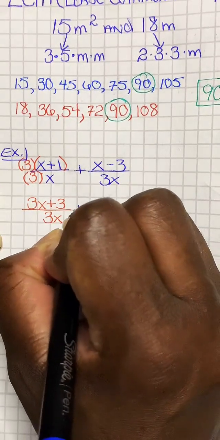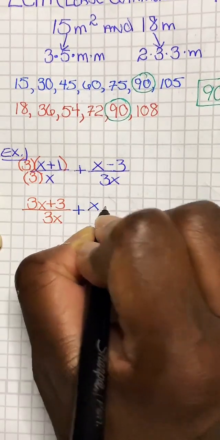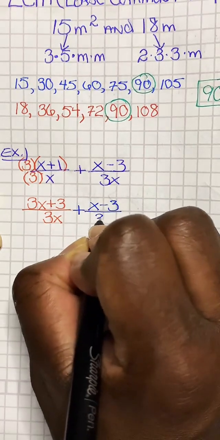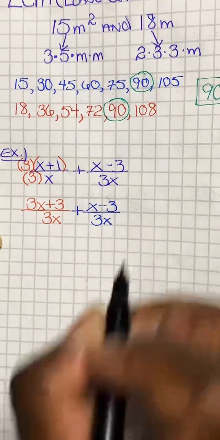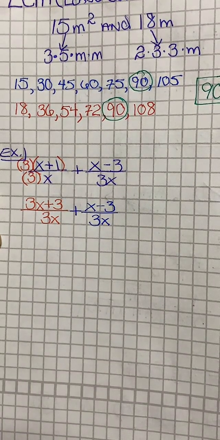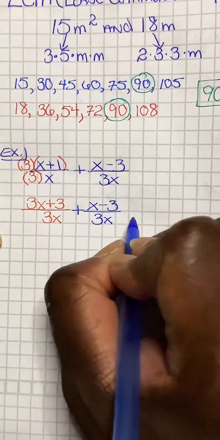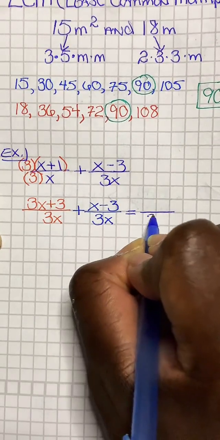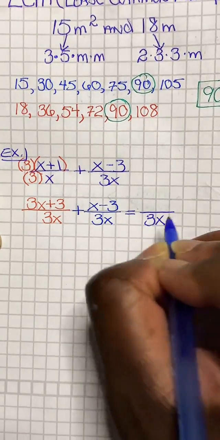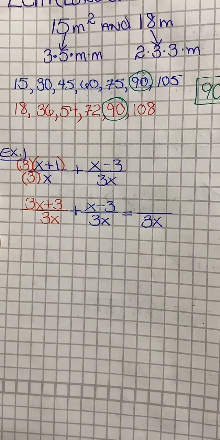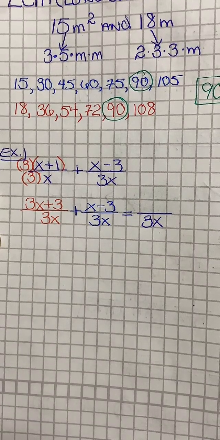Then we bring down our plus x minus 3. And we get 3x. So now we have a common denominator, so now we can combine our numerators, keeping our denominator to be 3x. Combine your like terms.